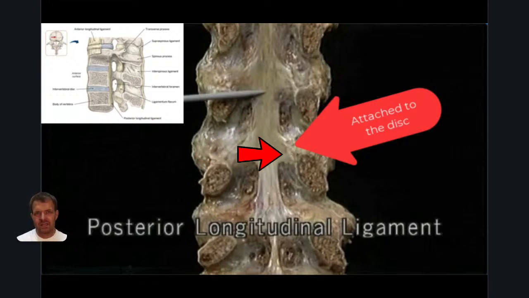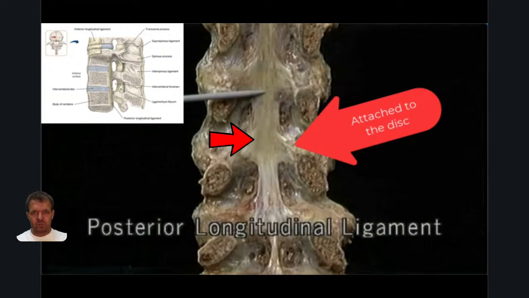We've got a slight deviation either side where it attaches onto the discs, so they kind of come down a bit and then out of it, down a bit, out of it, like that. Okay, all the way down. Now we surmise that the reason why the posterior longitudinal ligament is there is to protect the spinal cord from a herniation of a disc, or a disc bulge.